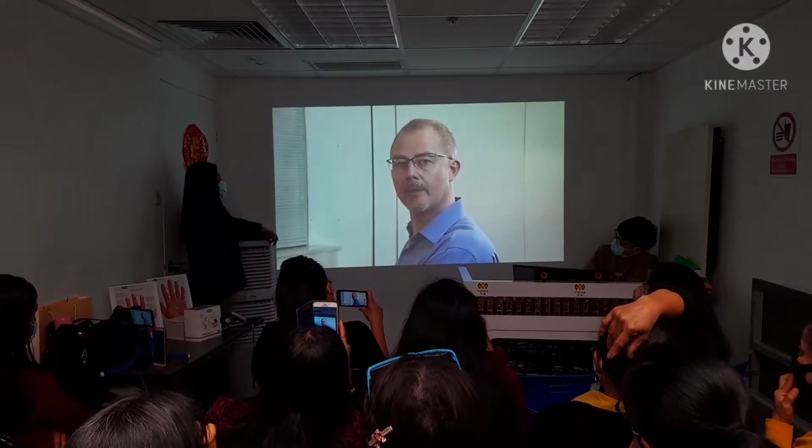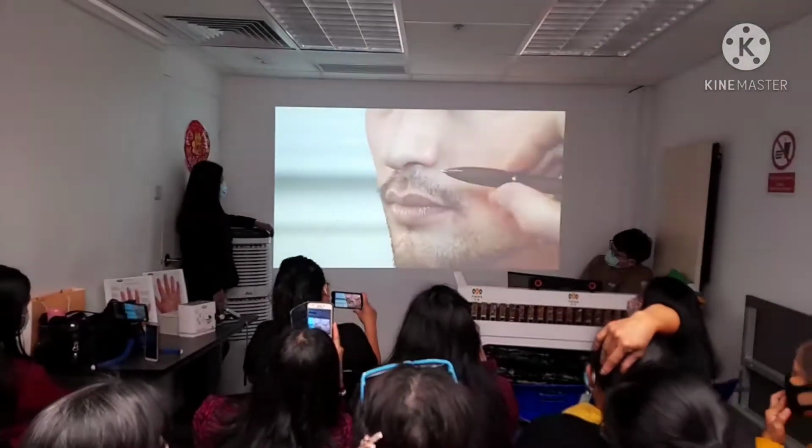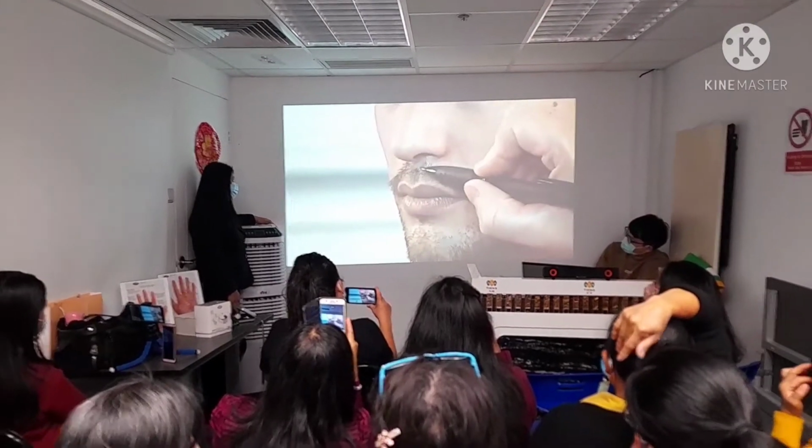DU 26 is on the anterior midline at the junction of the upper third and lower two thirds of the philtrum.